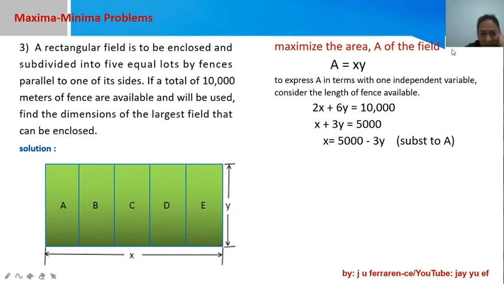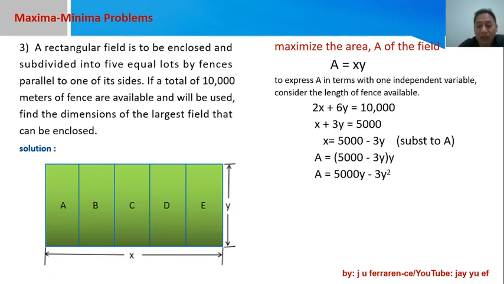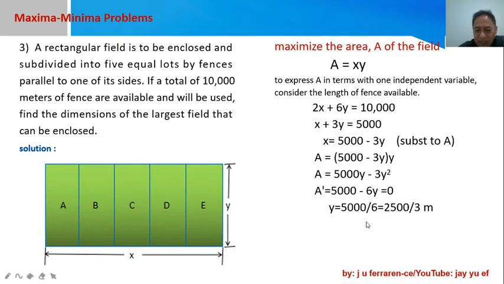I substitute this into my area so that my area will be expressed in terms of Y. So area is equal to X, which is 5,000 minus 3Y, multiplied by Y. To avoid the use of the product rule, I distribute my Y and obtain this. So my area is now expressed as a function of Y. The derivative of A with respect to Y: the first term becomes 5,000, my second term is 6Y. Equate to 0, I solve for Y. That is 5,000 over 6, which can be reduced to 2,500 over 3 meters. So this is the value of my Y.